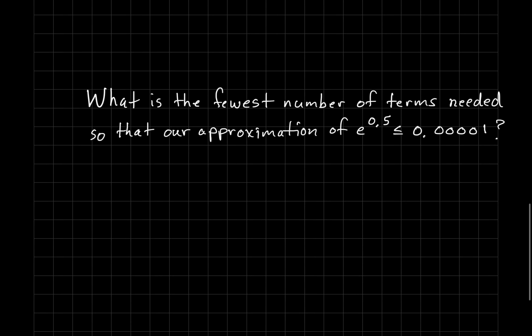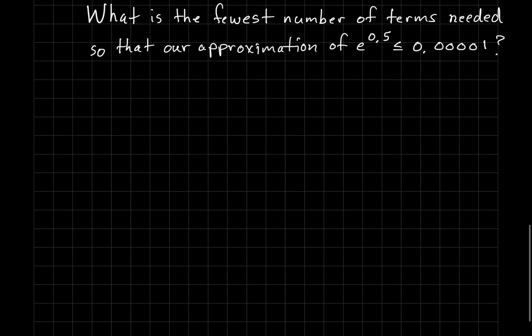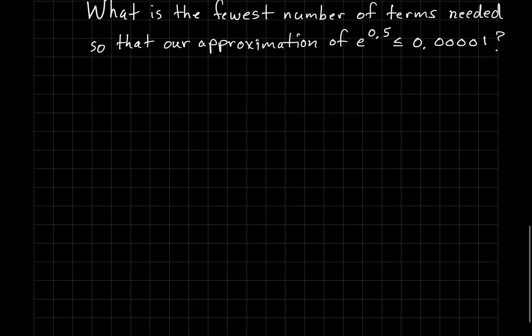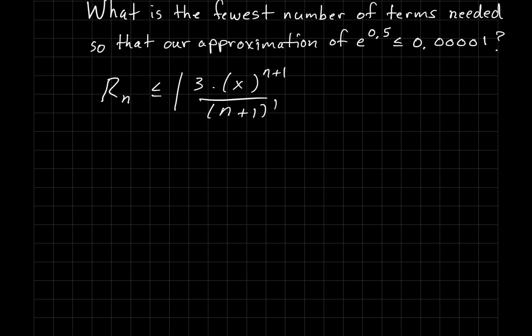One final example, let's work it backwards. What is the fewest number of terms needed so that our approximation of e to the 0.5 is given by that? So these problems in general are going to be guess and check. I'm using the fact that e to the x is between 0 and 3 on the interval 0 to 1. So 3 is a nice number, it's good to use. And then I'm going to guess and check.